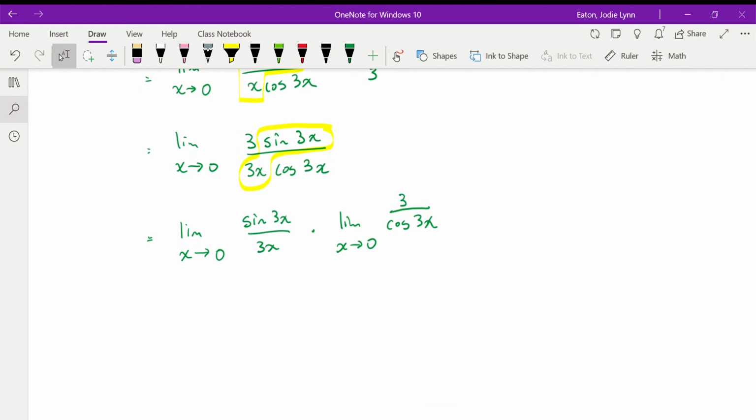So finally, we can evaluate the limit on the left. That's going to be equal to 1 when we plug in 0, because that is one of our limits that we are supposed to know. Sine something over something equals 1. Now, when we approach 0, we plug in 3 times 0. Cosine of 3 times 0 is just cosine of 0, which is 1. So this is 1 times 3, which equals 3.